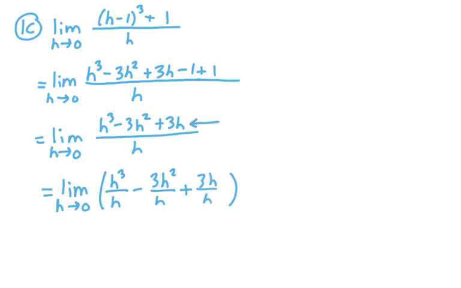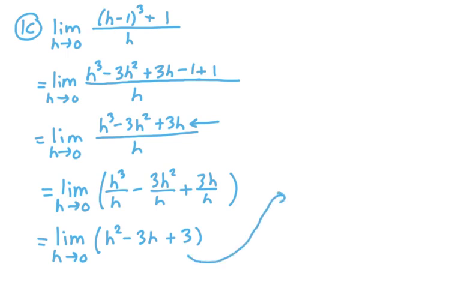In the numerator, I can factor out an h, and that's totally fine. And so here, this is the limit as h goes to 0 of h squared minus 3h plus 3. And so if I do a direct substitution, I get 0 squared minus 3 times 0 plus 3, and the correct answer is 3. That's 1c.